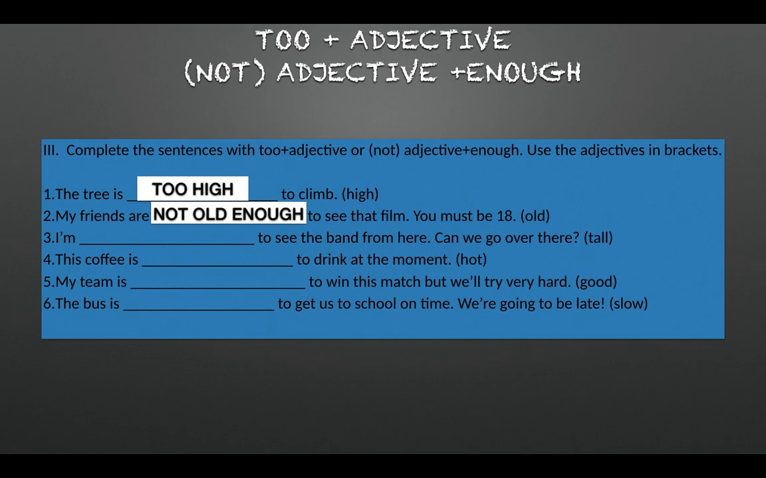Number 3. I am, yo estoy o yo soy, to see the band from here. Para ver la banda desde acá. Can we go over there? ¿Podemos ir para allá? And the adjective is tall. I'm not tall enough to see the band from here. Can we go over there? Si se fijan en esta oración, dice, no soy lo suficientemente alto para ver a la banda desde acá. ¿Podemos ir para allá?